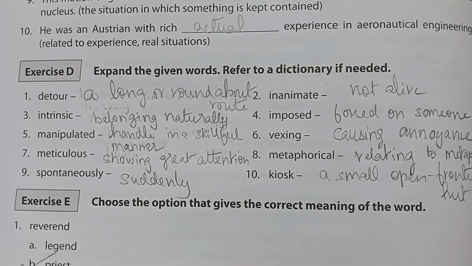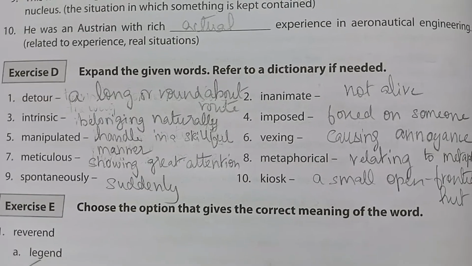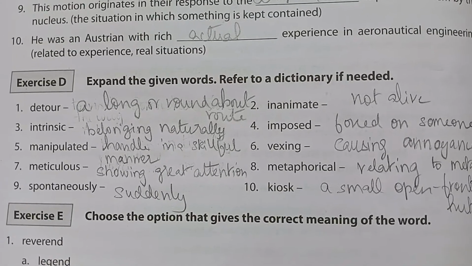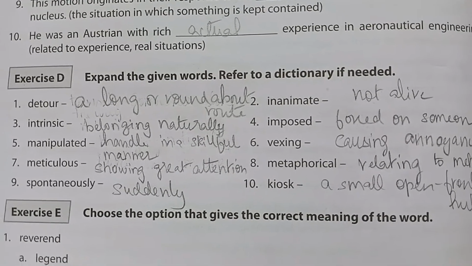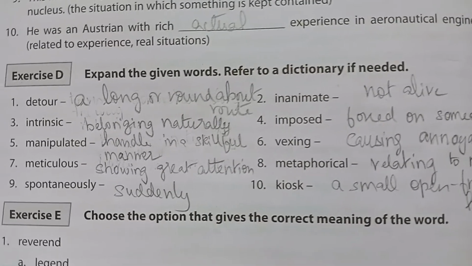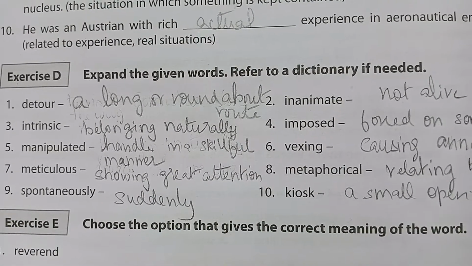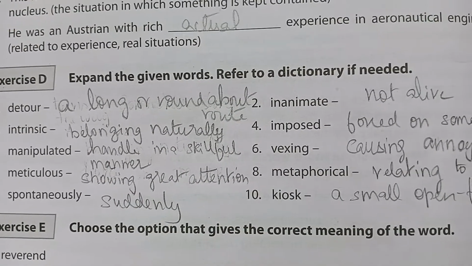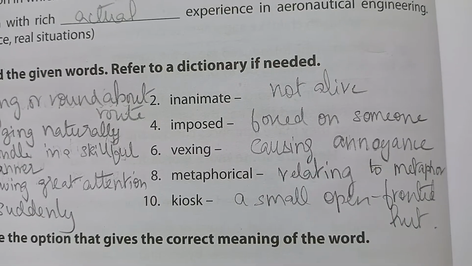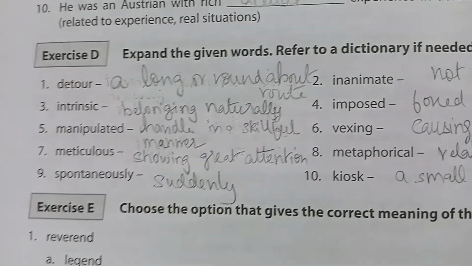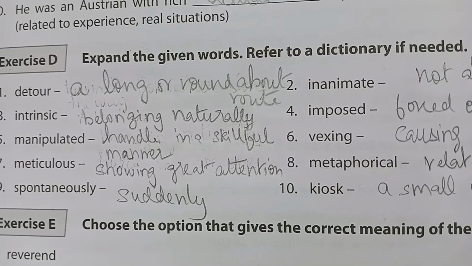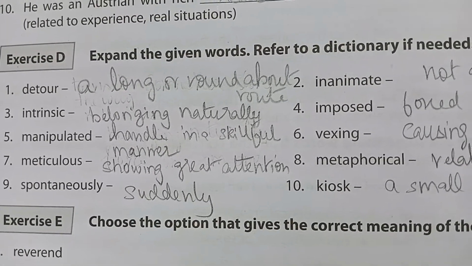Referring to the dictionary you can write it, but I just made it for you. You can easily do it on your own also. A long or roundabout route is called detour, and inanimate is not alive. Then intrinsic is belonging naturally. Imposed is forced on someone. And the next one, manipulated, is handle in a skillful manner.